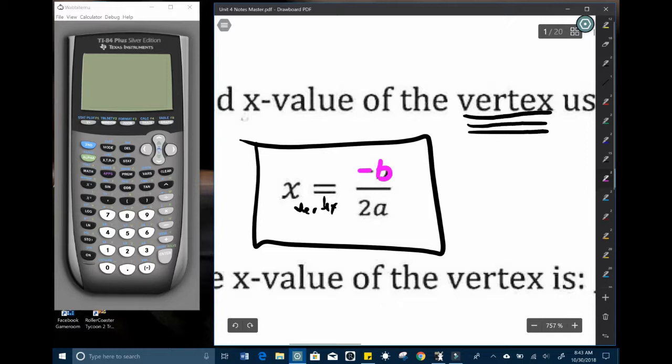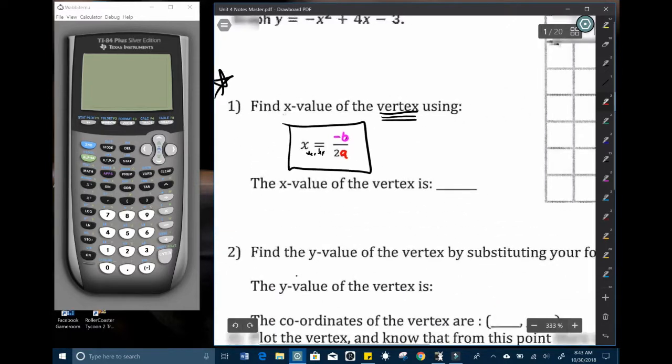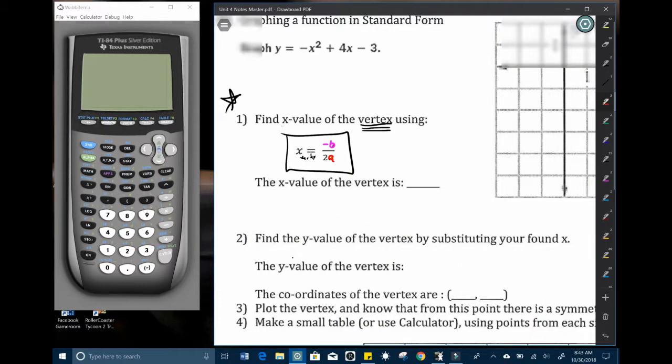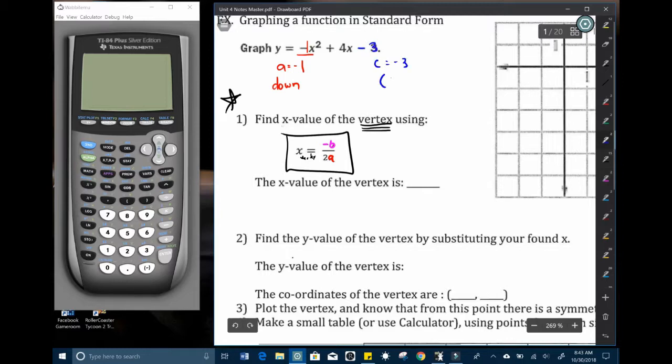That's where our b value comes in: negative b over 2a, the x value of our vertex. Let's label some things out from our equation. First off, in front, a is negative 1. That tells me it's going to be opening down. The y-intercept is negative 3, so c is equal to negative 3. That means we have the point (0, -3).